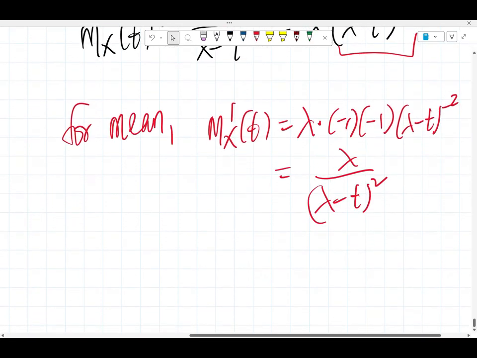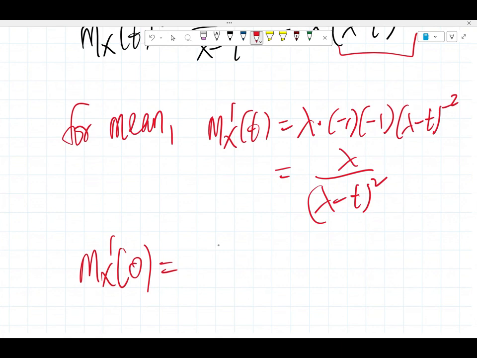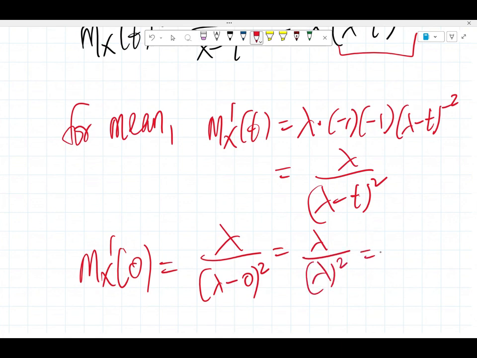So you now do m sub x prime evaluated at time 0. That is lambda over lambda minus lambda all over lambda minus 0 squared. So that is lambda over lambda squared, and that is 1 over lambda.